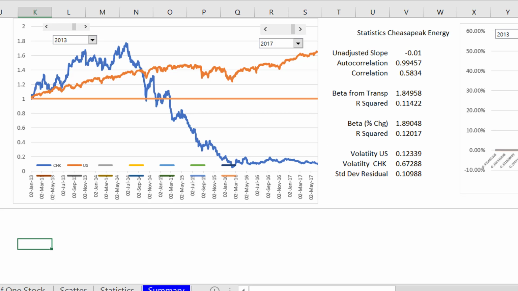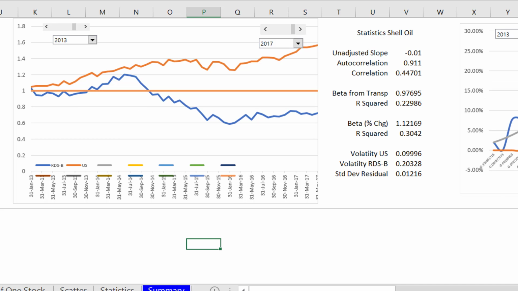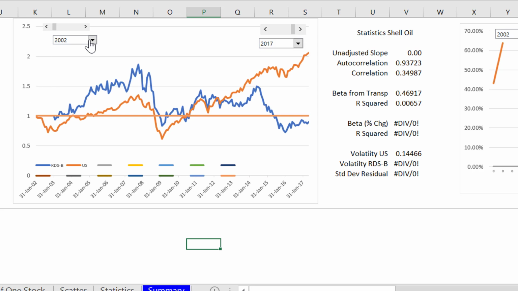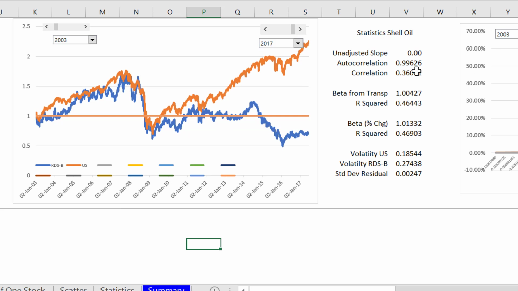If we look at somebody more like Shell Oil, there we get a beta of just about 1. If we do it daily, if we do it monthly, we still get a beta of just about 1. If we go back to 2001, it doesn't work. 2002. How about 2003 to make sure? And then, ooh, the beta did change this time. Let's put it back to daily. And, oh no, we still get our beta of 1. Okay. And we can look at the volatilities and all of that.